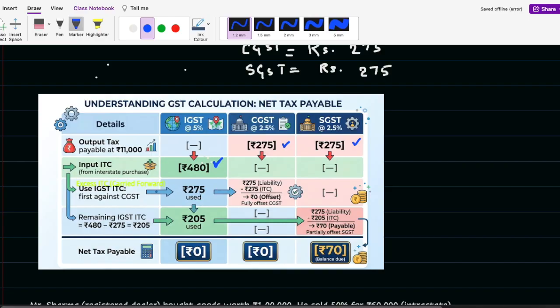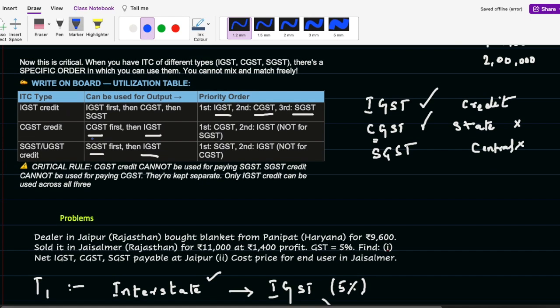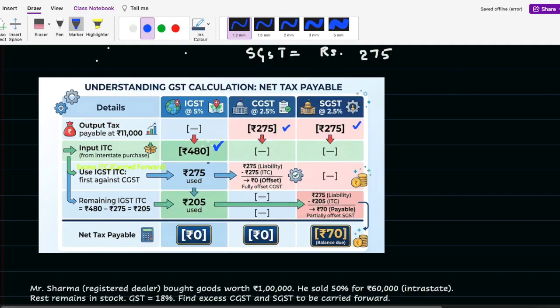By the sequence, whenever you are having an IGST credit, if you have got IGST credit, first you have to use it for IGST. If you are not having IGST, then you have to use it for central, then for state. This is the sequence. Okay, so he has got a credit of IGST here, 480. So he does not have any IGST here.